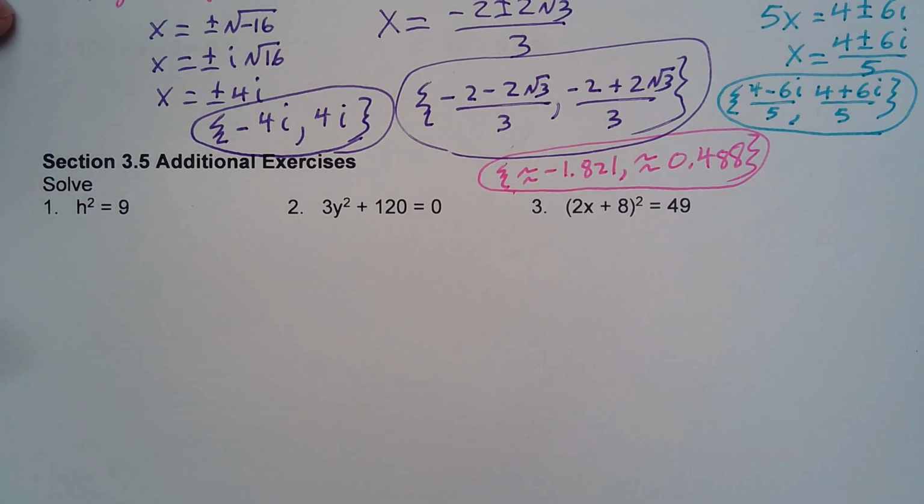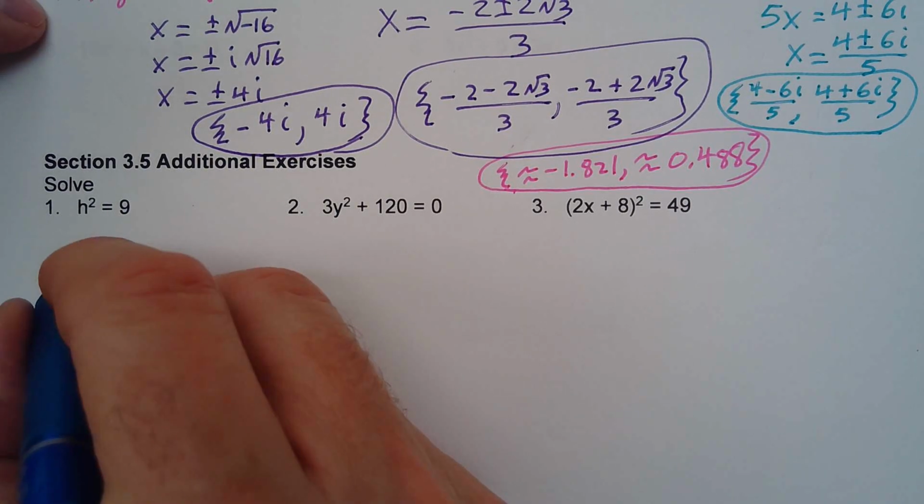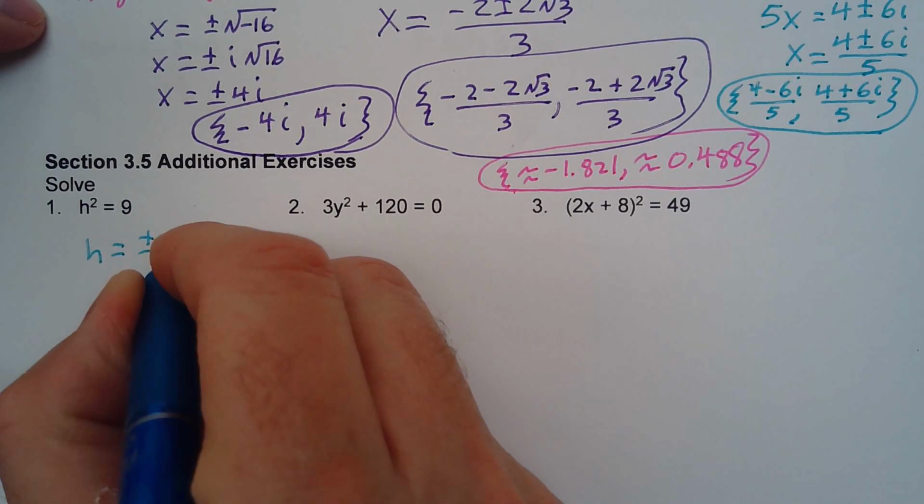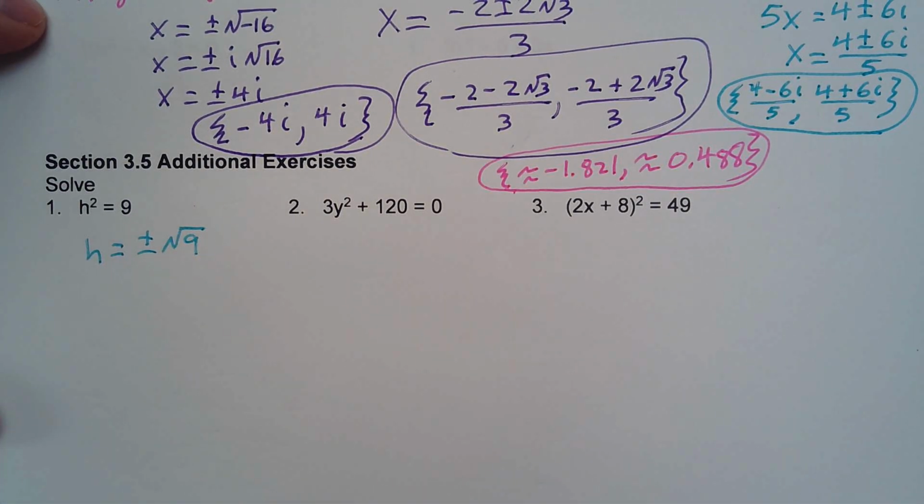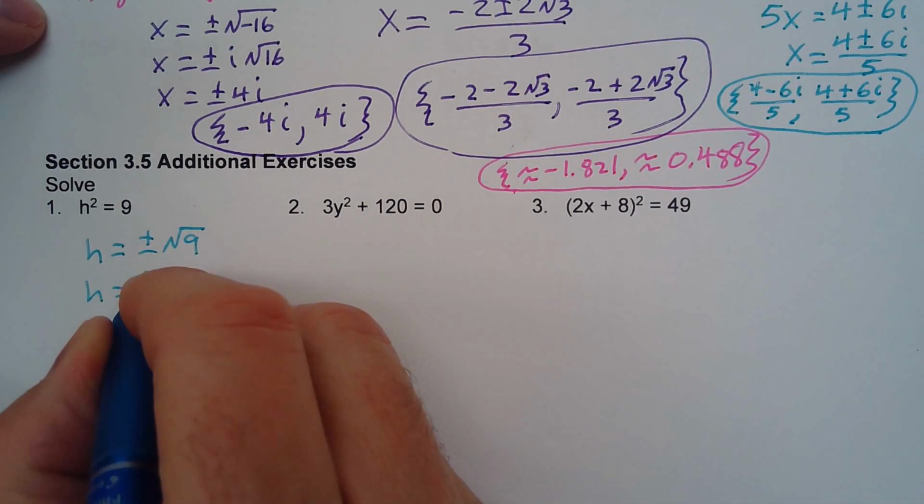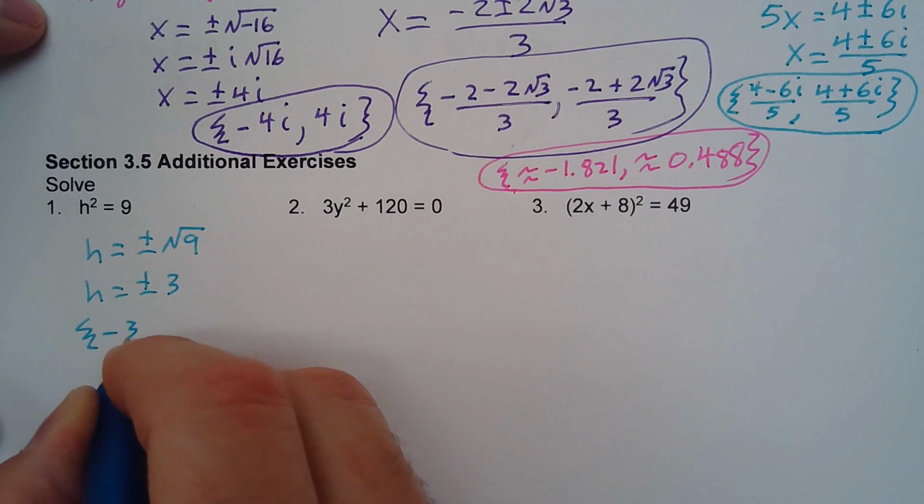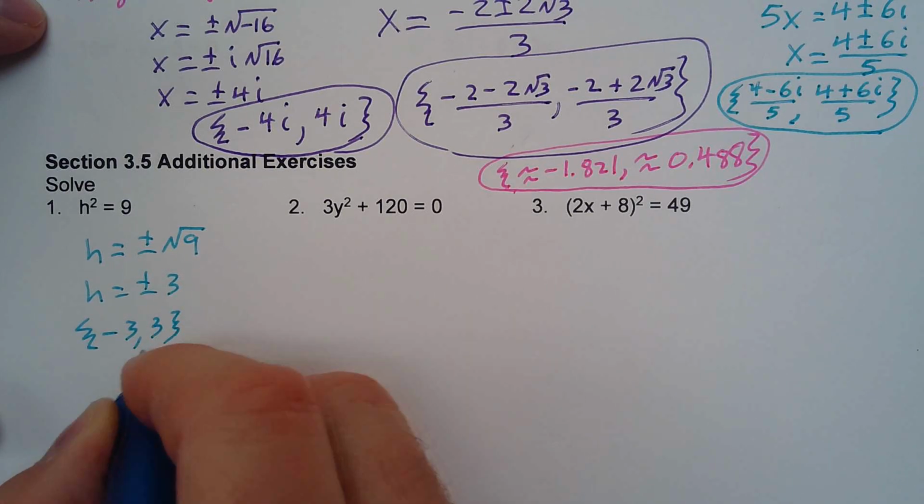So on number 1, we can easily apply the square root property. h would be plus or minus square root of 9. Square root of 9 is 3, so this gives me h is plus or minus 3. So my solutions are negative 3 and 3.